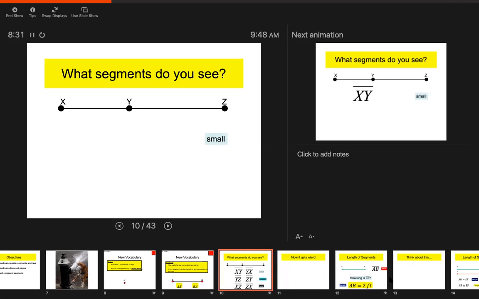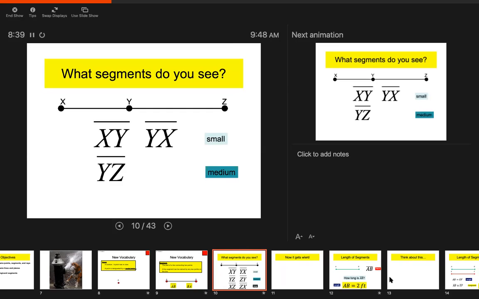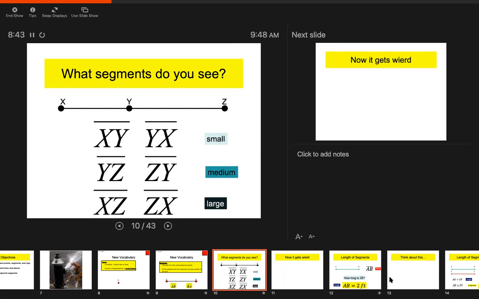Okay? We went to if I have a segment that has 3 points, you actually get 3 separate segments out of it that can be named 2 different ways. So you get 6 total names for 3 segments. You got the small segment, XY or YX. You got the medium segment, YZ or ZY. You get the larger one, or the whole thing, XZ or ZX. Okay?